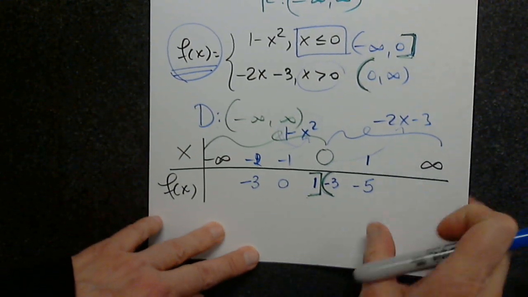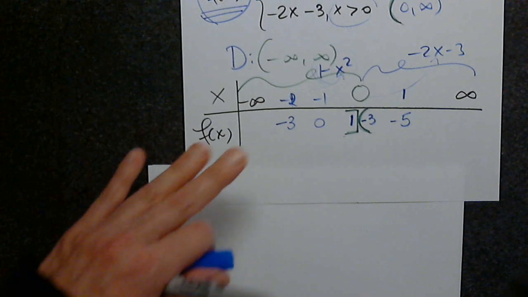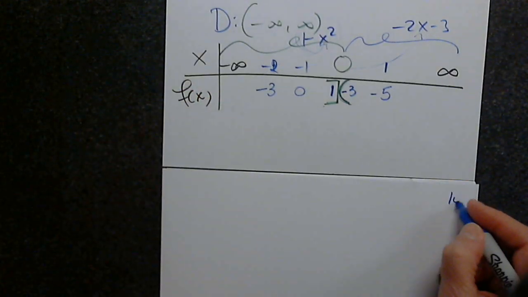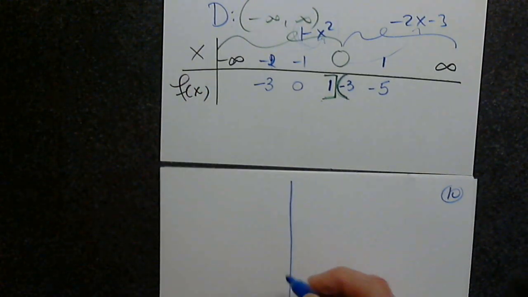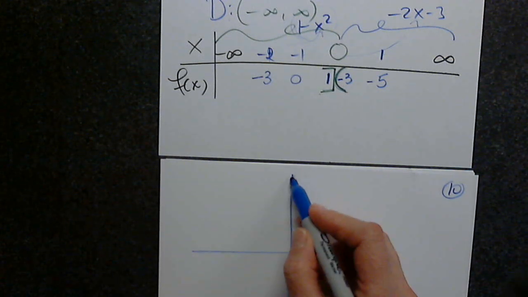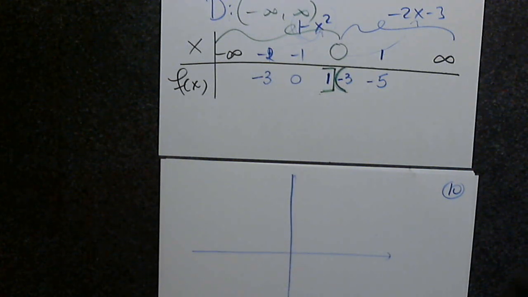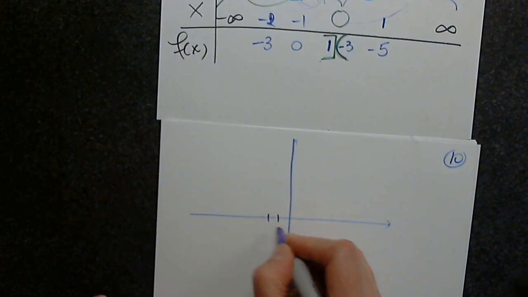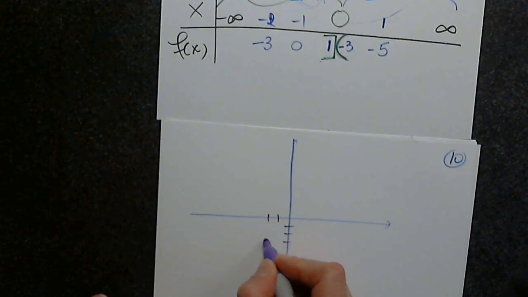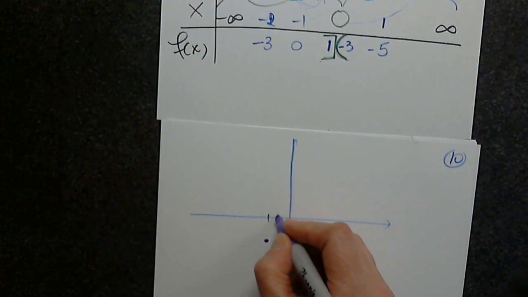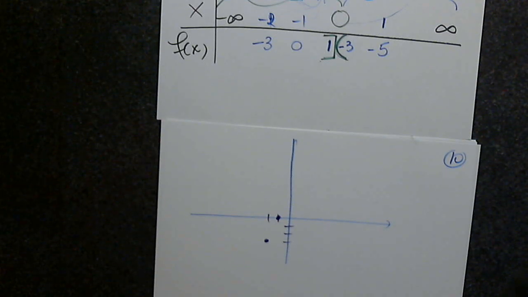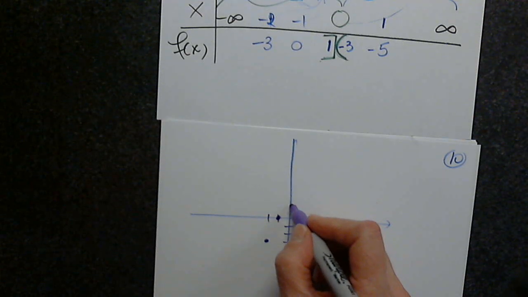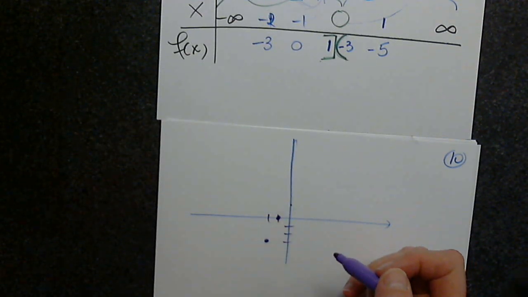Perfect. Okay, stay with me. Let's graph this. From left to right, please give me the first ordered pair. The first ordered pair is? Excellent. Got it. Next ordered pair. Got it. And? Good. Is this a full point or an open point?